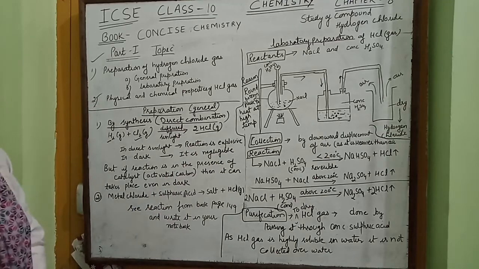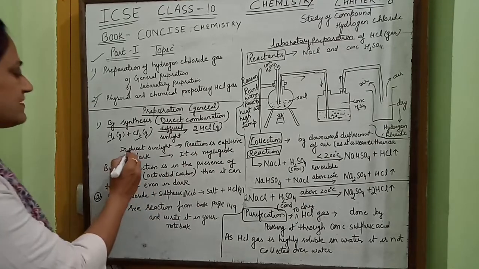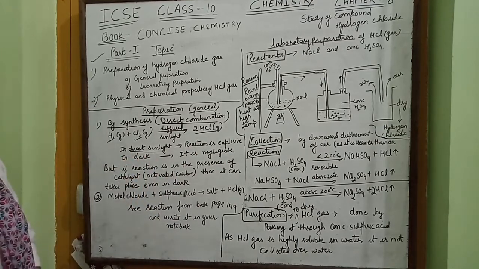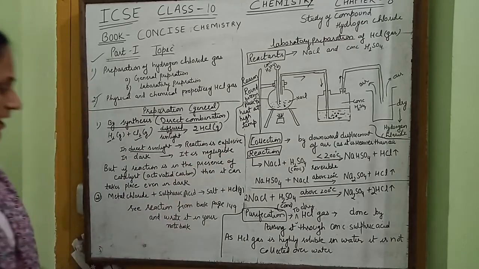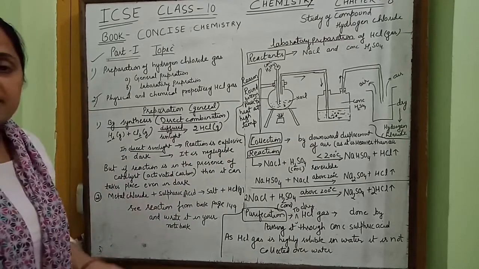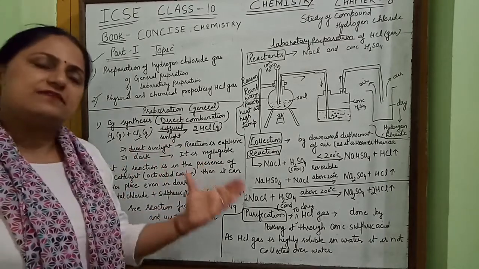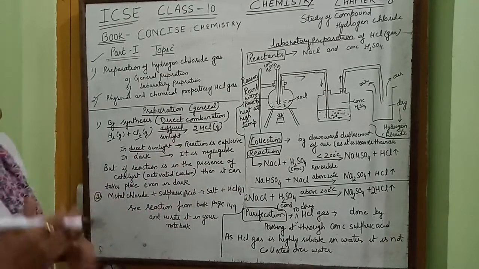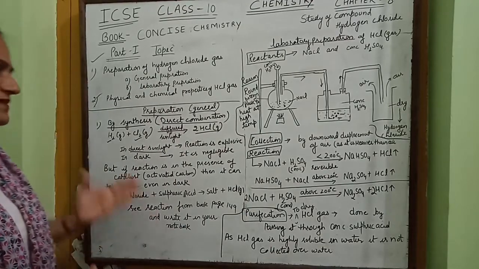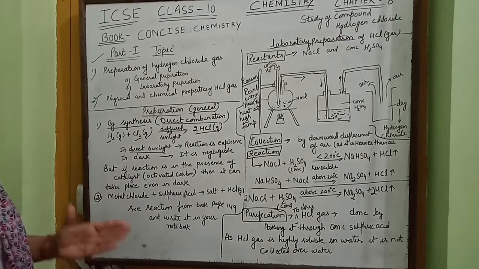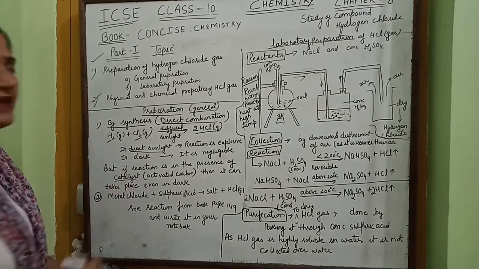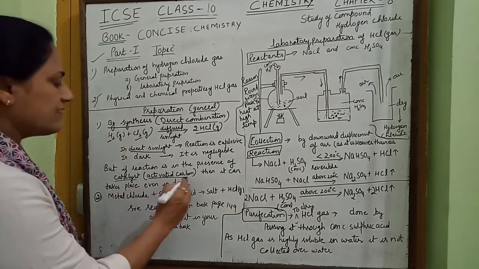Here we are using diffused sunlight. Why are we not using direct sunlight? Because in direct sunlight the reaction is explosive. And then again the question is, why does the reaction not take place in the dark? Because in the dark there is a negligible reaction, but it is possible to carry out this reaction in the dark only with the help of a catalyst, and the catalyst we will use is activated carbon.